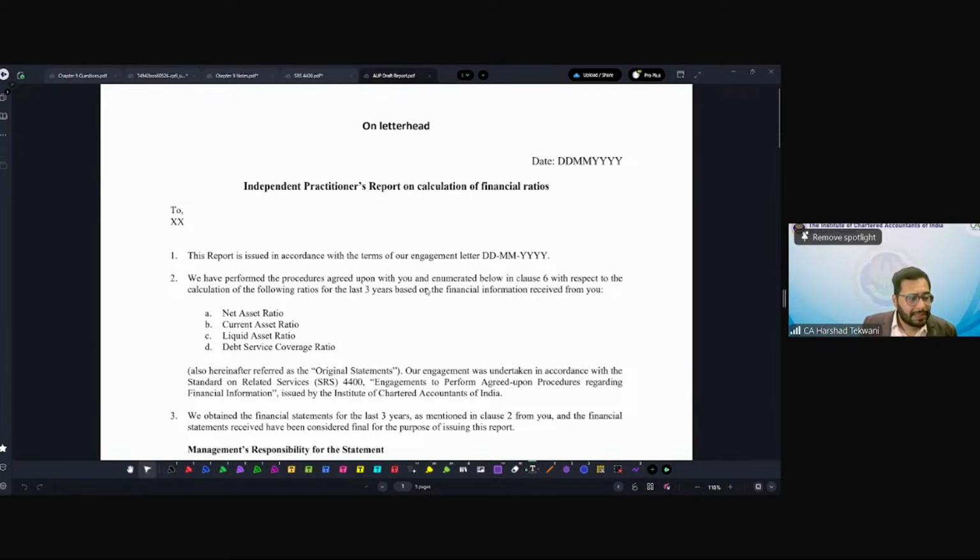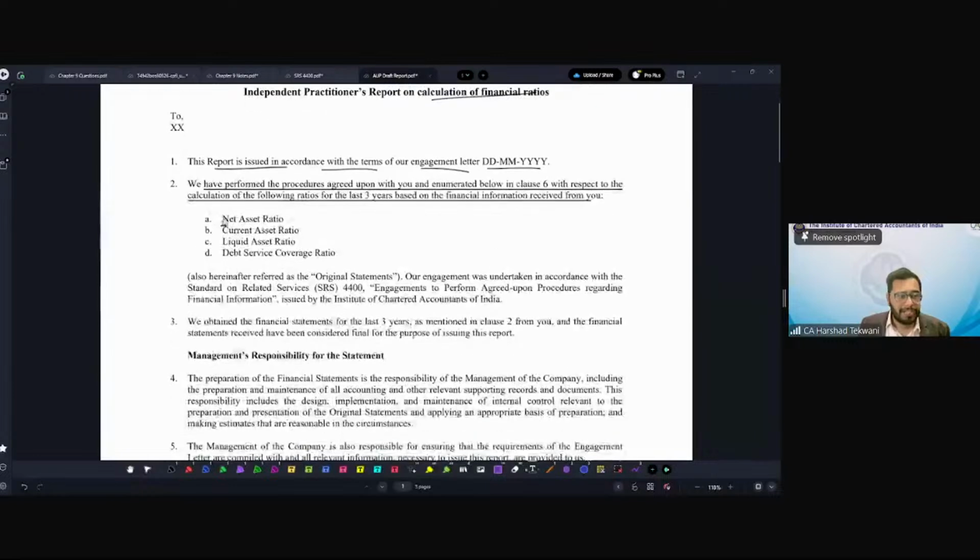See, this draft report is on the calculation of financial ratios. Now again, they are specifying the engagement letter. This report is issued in accordance with the terms of our engagement letter. Then we have performed the procedures agreed upon with you enumerated in clause 6 with respect to the calculation of the following ratios for the last 3 years based on the financial information received from you. So these are the ratios that will be calculated, also referred to as the original statement.